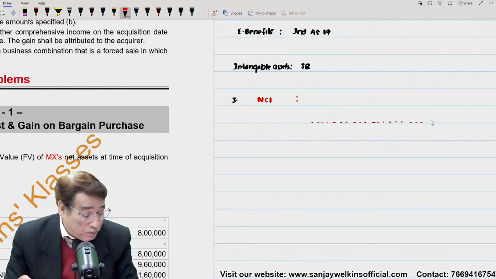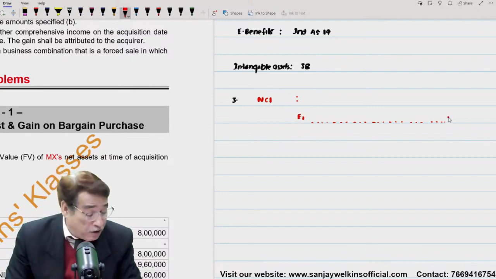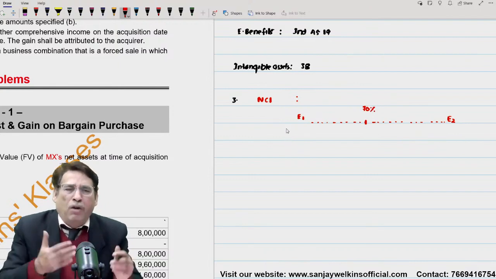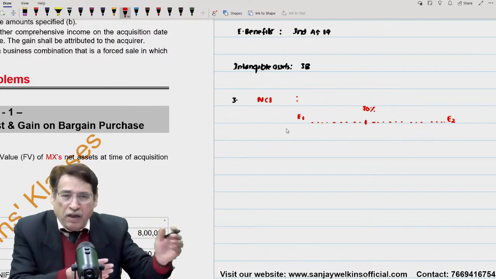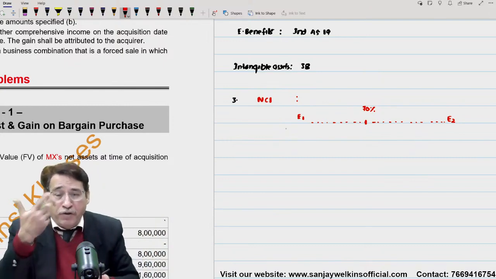So in this particular case, we presume that there is an entity by the name of E1. Another entity, of course, I always take E1 and E2. Further, I presume that on this particular date, we got hold of 70% stakes in this particular entity. We are purchasing 70% shares. Obviously, we will have to churn out some money.